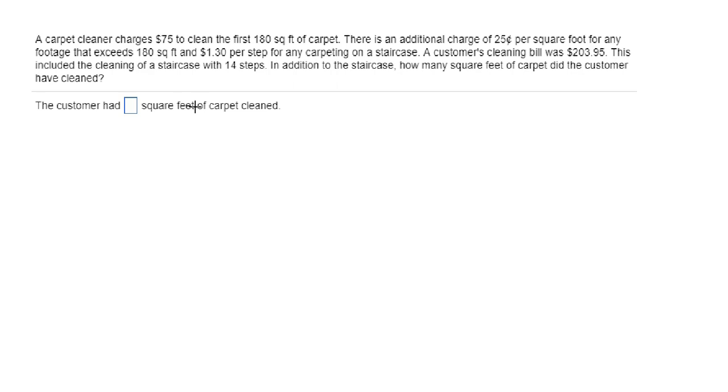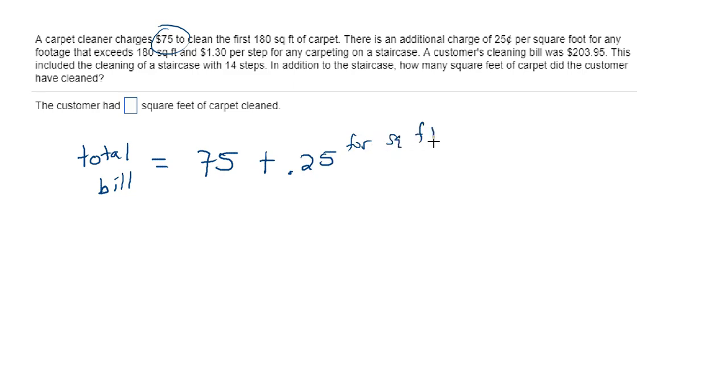Right. So we're going to set up an equation for determining how much this carpet cleaner is going to bill, using words connected by mathematical symbols. Pluses, minuses, whatever we need to use. So the total bill that the carpet cleaner will send will be calculated in this way. There's a $75 flat fee to clean, and that covers your first 180 square feet of carpet. There's an additional charge, so in addition to that, we'll add 25 cents, so 0.25, for any square feet over that initial 180 square feet. It's very similar to the last problem we did with the selling price of the house. And in addition to that, $1.30 for each step.